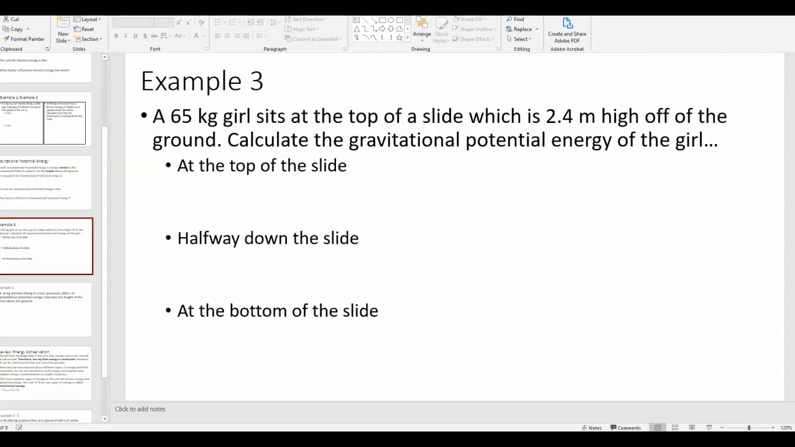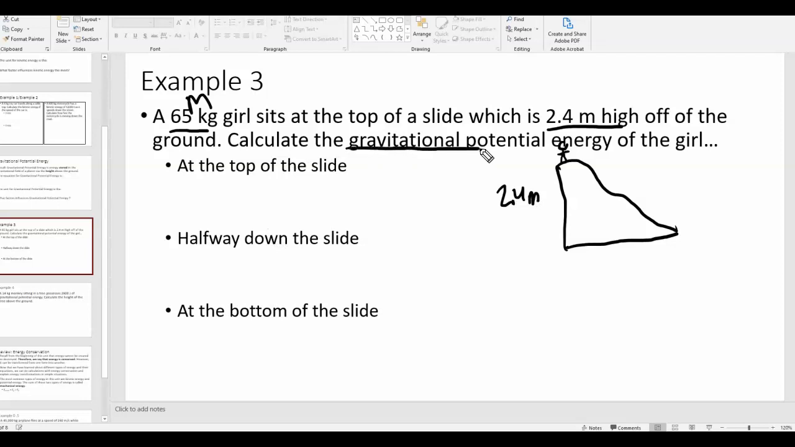Okay, example 3. A 65 kilogram girl, right off the bat I label that as mass, sits at the top of a slide which is 2.4 meters high off the ground. Now I cannot draw. Okay, so imagine this is the slide like this. And so the girl starts up here, and this is 2.4 meters off the ground. Now we're asked to calculate the gravitational potential energy, so calculate Eg first at the top of the slide.